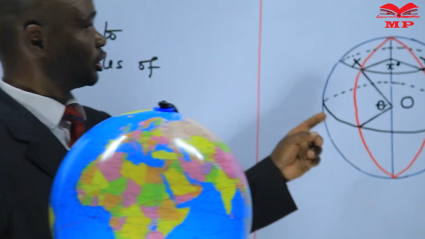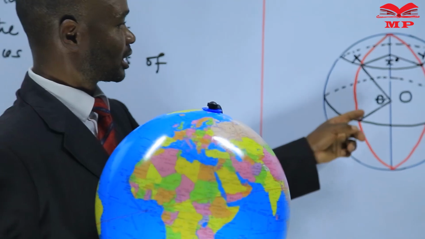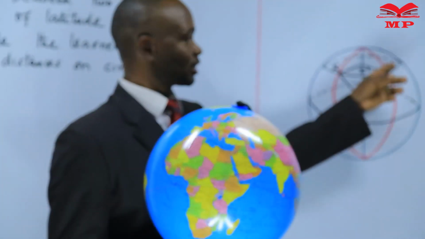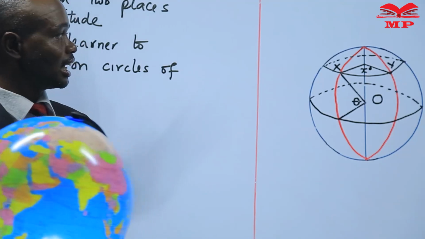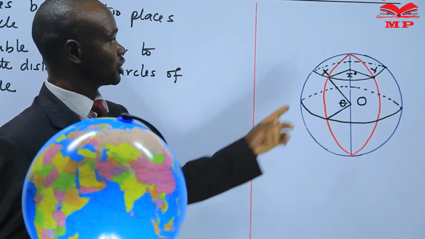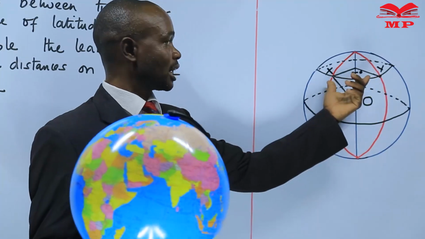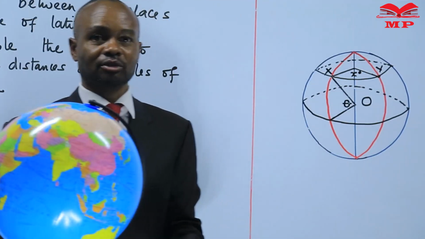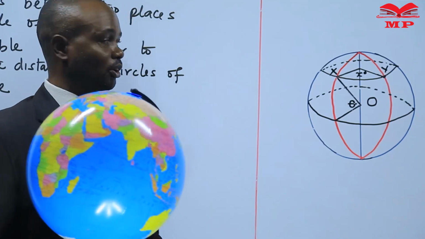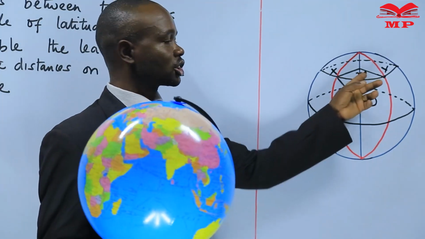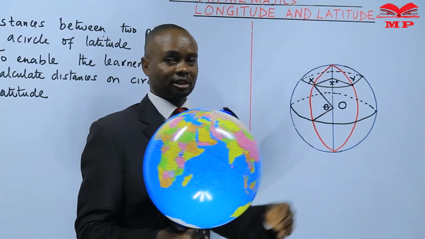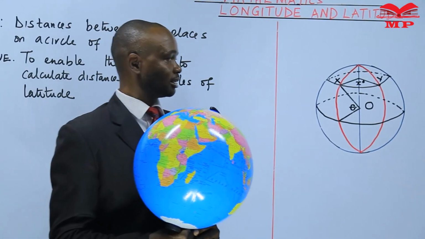The latitude of that small circle is theta. The distance we are now concerned with is XY, which appears on a small circle. X gives the longitude difference.